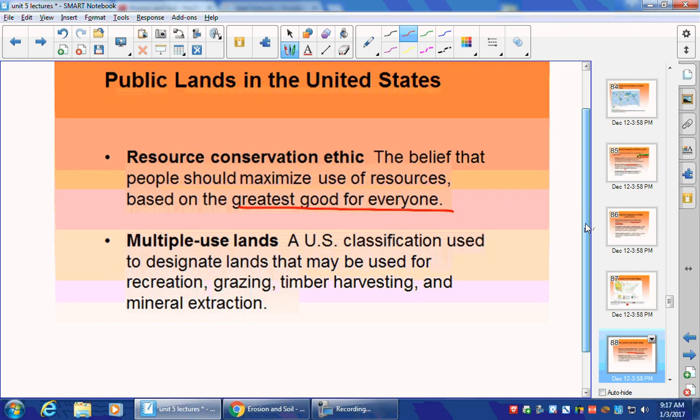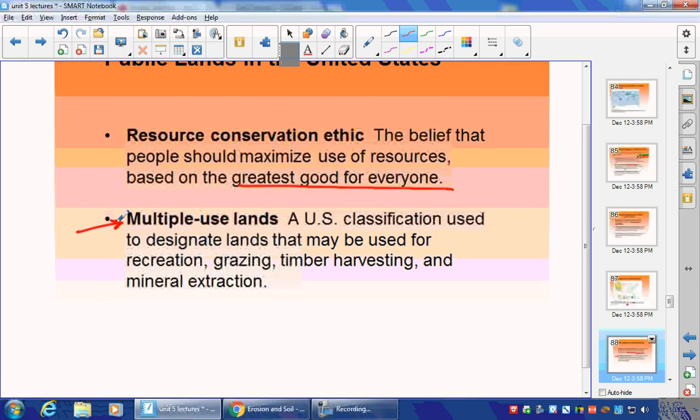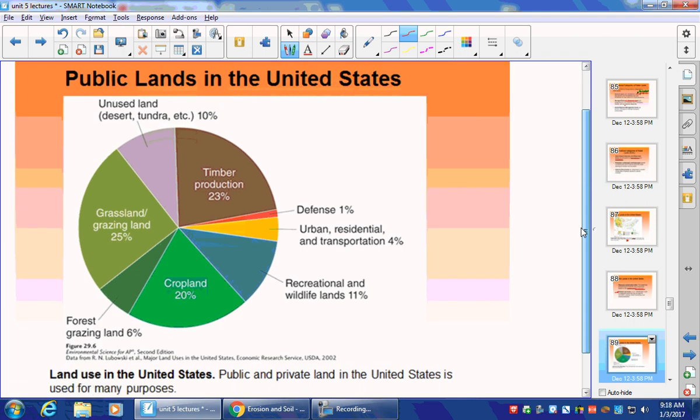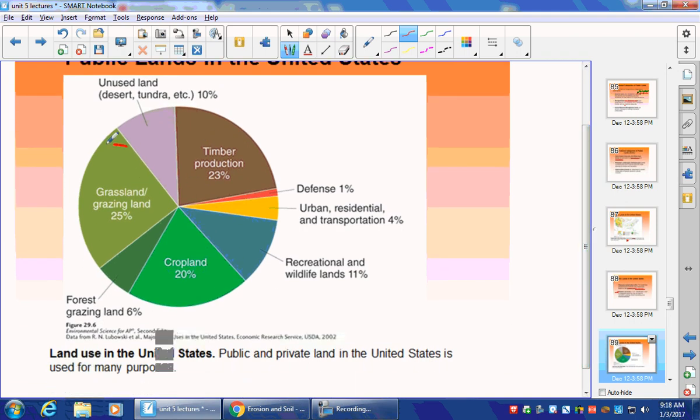Right? Multiple use lands. This is very important as we get into our later chapters. We start talking about urban sites. U.S. classification uses designate lands that may be used for recreation, grazing, timber harvesting, and mineral extraction. And you saw some of that in some of the bureaus earlier. So look at this. Majority of our land, grassland grazing. Then right after that, we have timber. And then cropland right after that. So we use a lot of our land for agriculture as well.